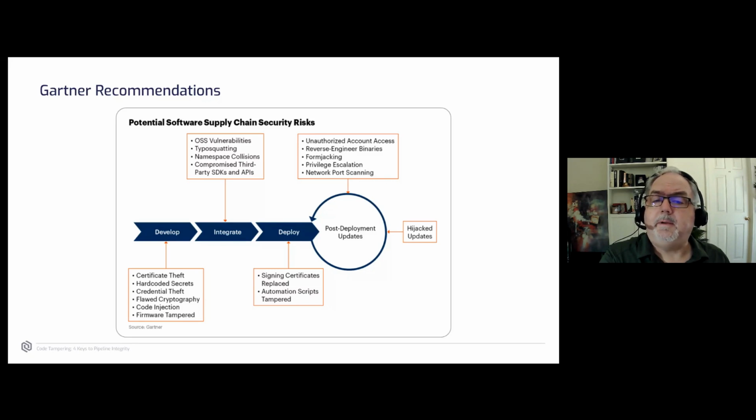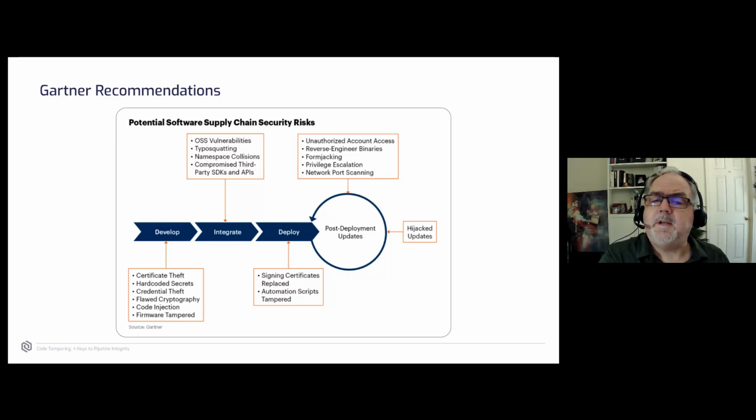In CI pipelines, attackers could get in through vulnerable open source dependencies, or by creating malicious packages that pretend to be legitimate ones. And it's not only open source. Commercial SDKs and APIs can also be abused, as we saw with the Twilio breach.